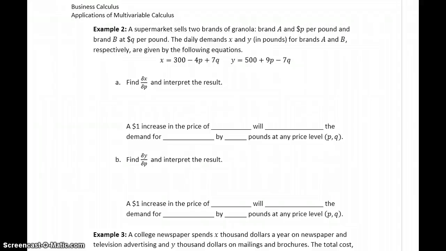So what we want to find are ∂x/∂p and ∂y/∂p, so the partial derivatives of each of these functions with respect to p, and then we want to provide an interpretation for that.